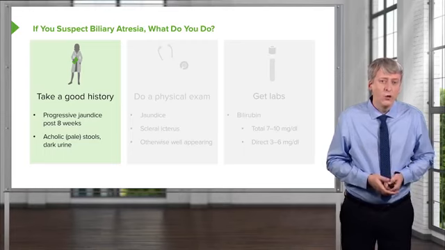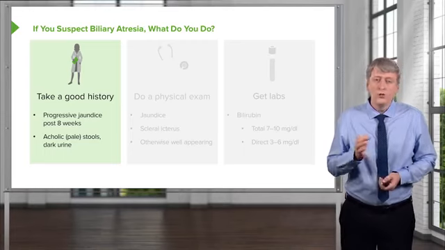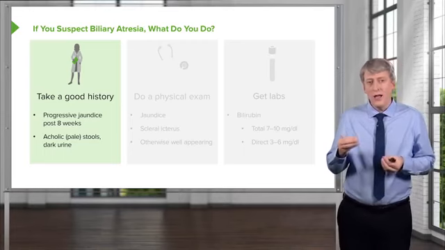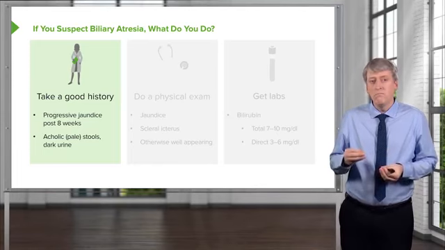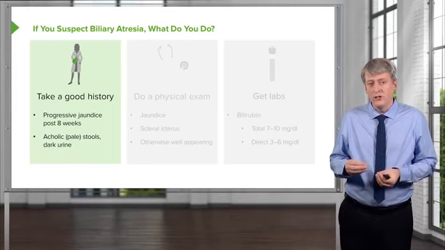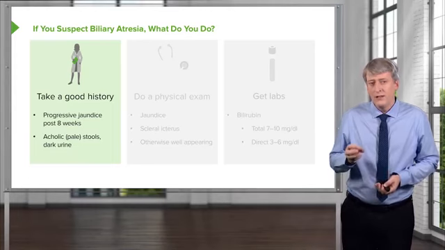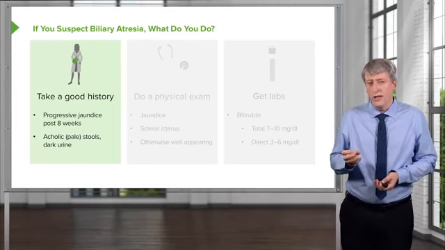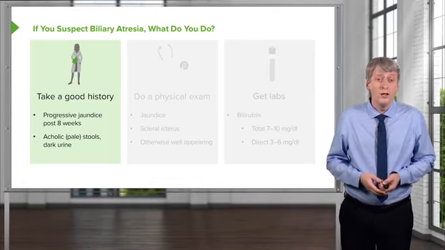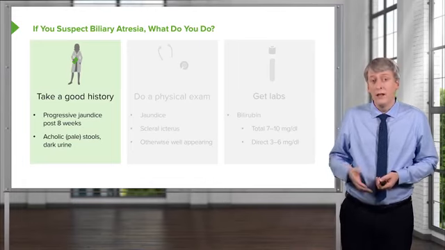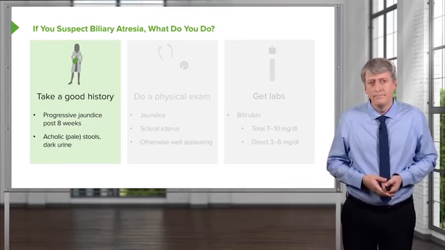and these children will often have acholic or pale stools. You'll see this because the child is not able to extrude the bile, which is the main source of pigment in stool. These stools look almost chalky and white in nature. The child will also have dark urine because there will be bilirubin levels spilling into their urine.